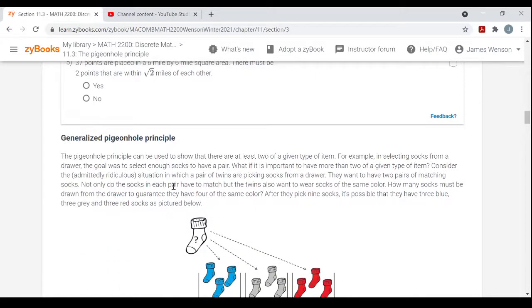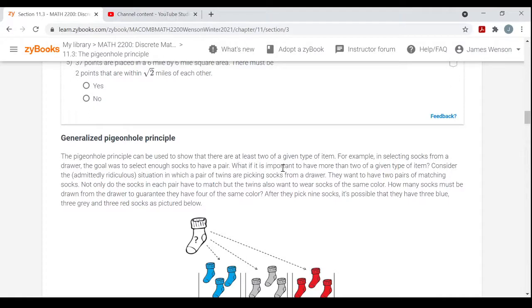Alright. So now they're generalizing this, right? So instead of placing n plus 1 objects into n boxes, you're just placing a number of objects into some fewer number of boxes. Right? So the pigeonhole principle can be used to show that there are at least two of a given type of item. For example, in the socks example, right?